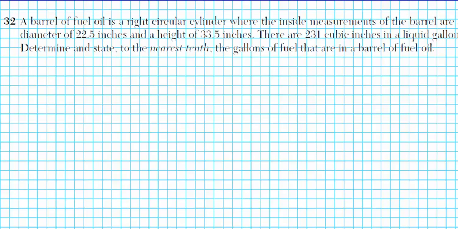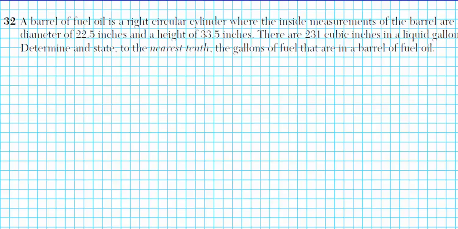All right, let's take a look at question 32. It says a barrel of fuel oil is a right circular cylinder where the inside measurements of the barrel are diameter 22.5 inches and a height of 33.5 inches. There are 231 cubic inches in a liquid gallon. Question: determine and state, to the nearest tenth, the gallons of fuel that are in a barrel of fuel oil.